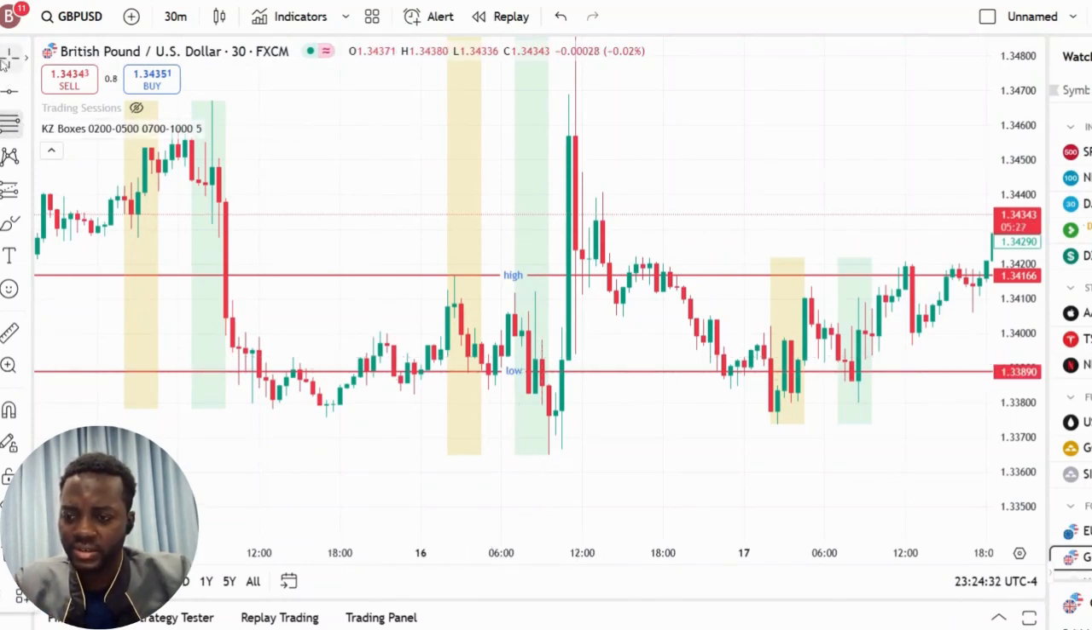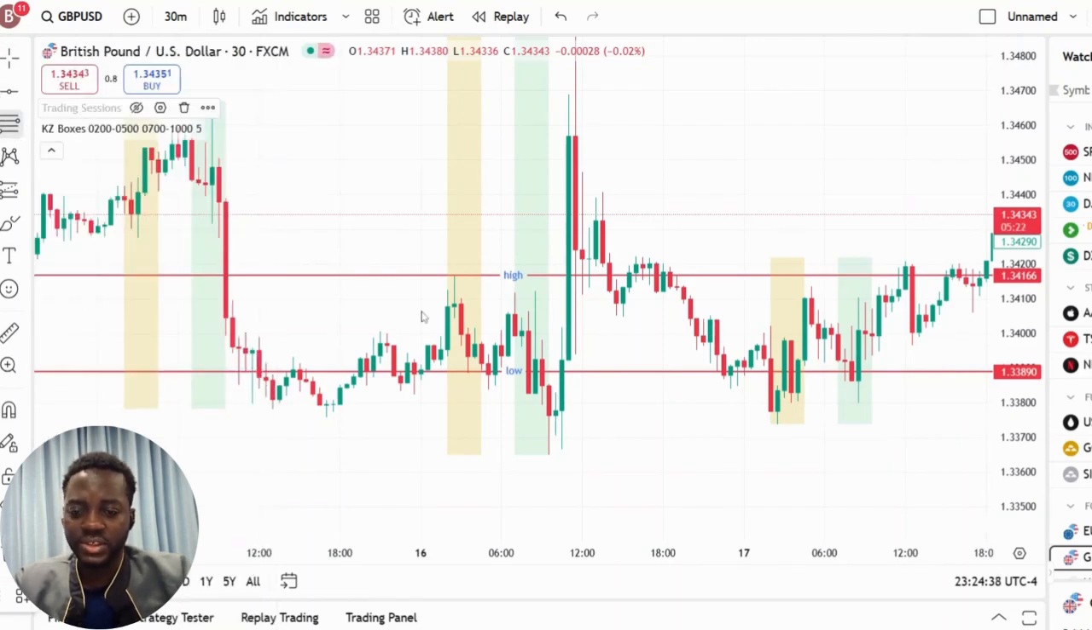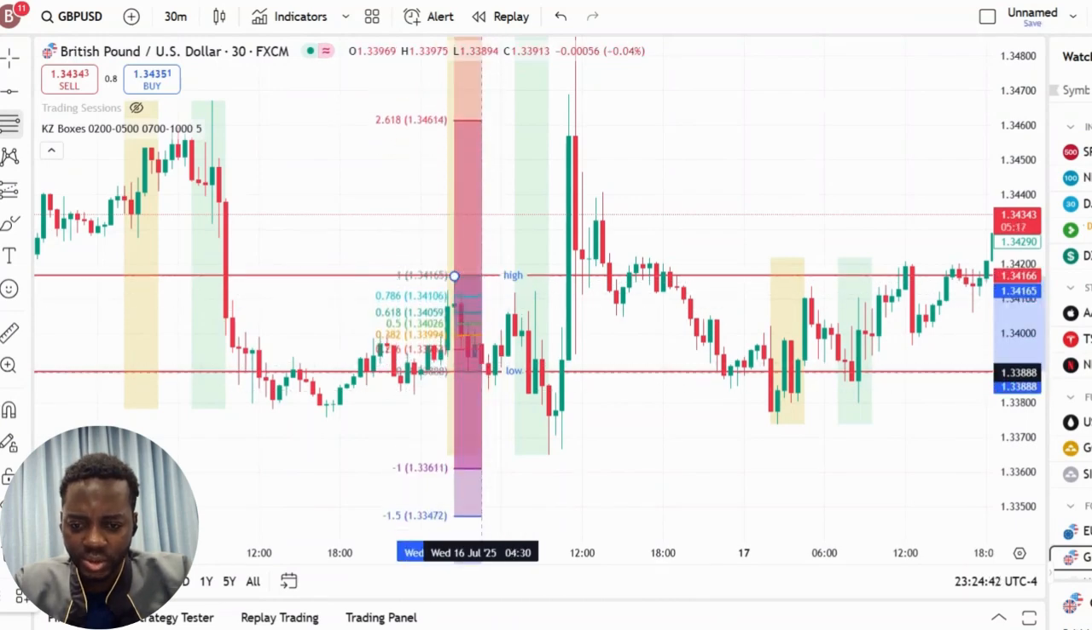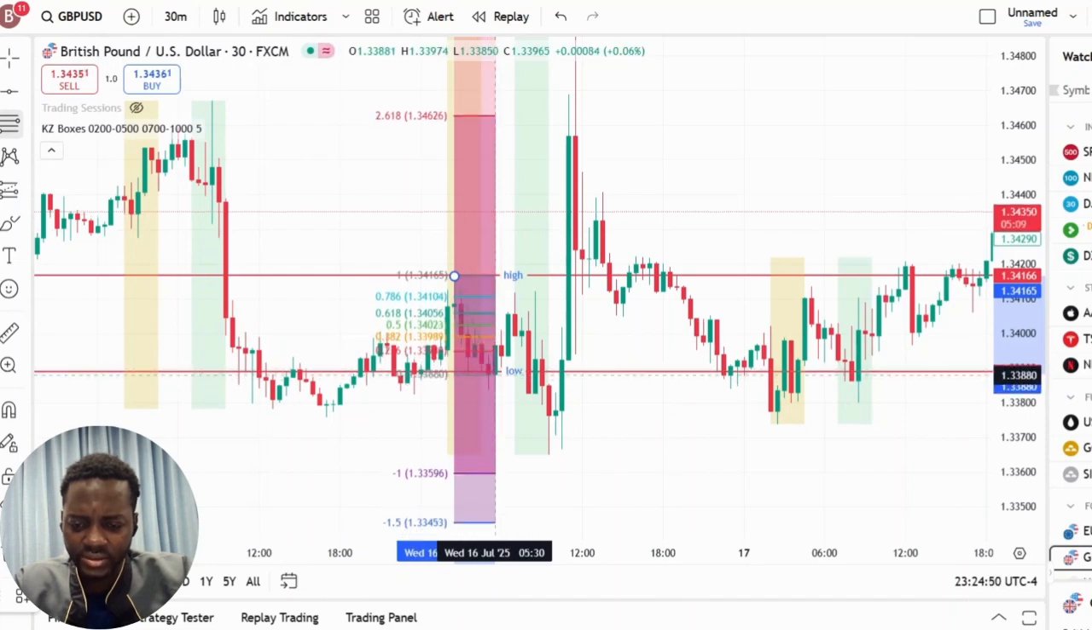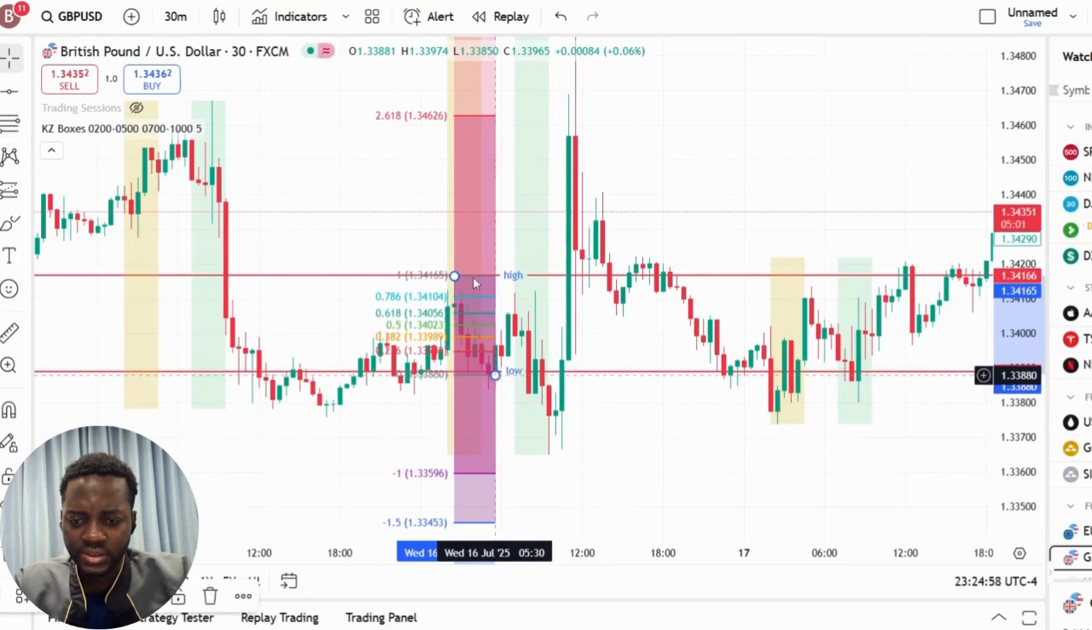You come here, the third icon on your TradingView. You click it. You go to fib retracement. You take your fib, plot it towards the high and the low. You can plot it towards the low of this day. Where is the low? Let's say we take the low from where the market stopped during the kill zone, or the London kill zone. You place it there. So this is the high, this is the low.